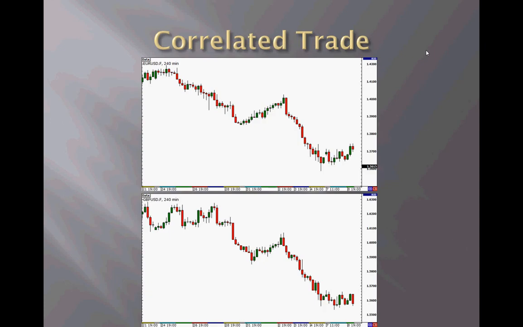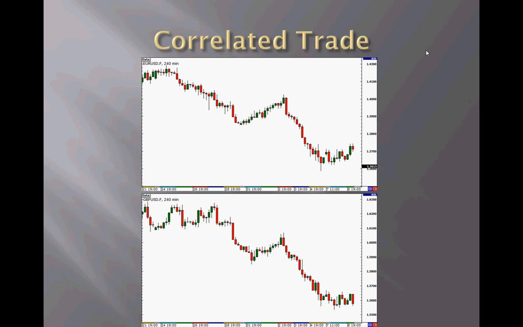Always know your risk exposure. When you are simultaneously trading multiple currency pairs in your trading account, always make sure you're aware of your risk exposure. You might believe you're spreading or diversifying your risk by trading in different pairs, but many pairs tend to move in the same direction.